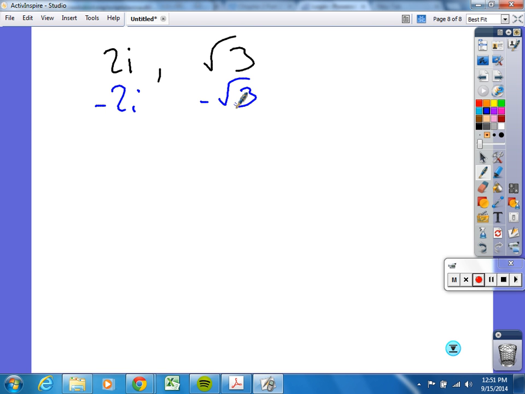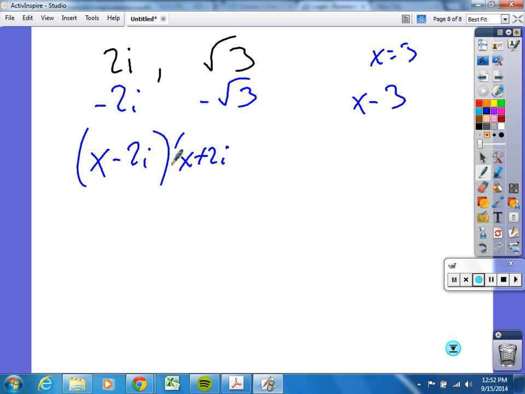Now notice I have 4 zeros. With 4 zeros, what can I write? A 4th degree polynomial. How do I do that? Well, once again, what did you do when I said x equals 3? Somebody tell me, what would you do here? You went x minus 3, right? So it's the same thing. What am I going to do with this guy? X minus 2i. This guy's going to become x plus 2i. Anybody have a question so far where I'm at? What about this guy? X minus root 3, right? And then x plus square root of 3.